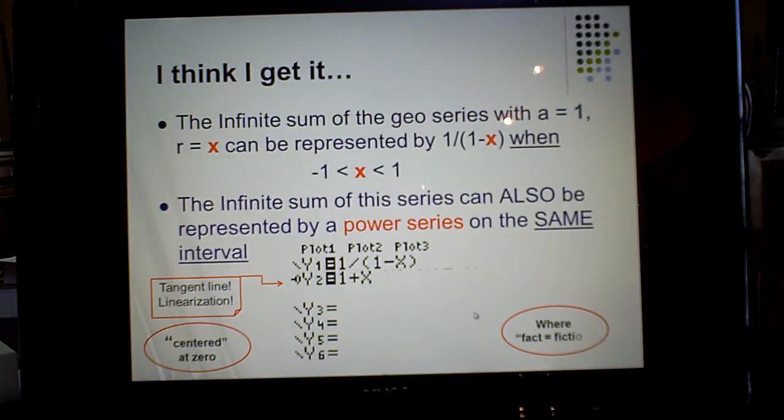That's called being centered at 0. The rational function and its approximations, because remember, only the infinite polynomial is exactly equal to it. So every time I chop it off, I'm approximate. But at the center, fact will equal fiction. If you plug in 0 here, you get 1. If you plug in 0 to any of the approximations.